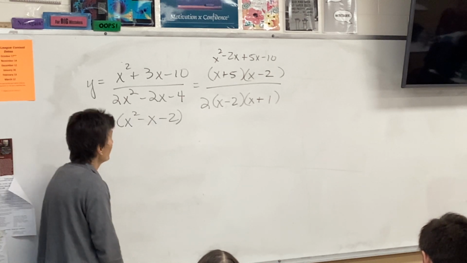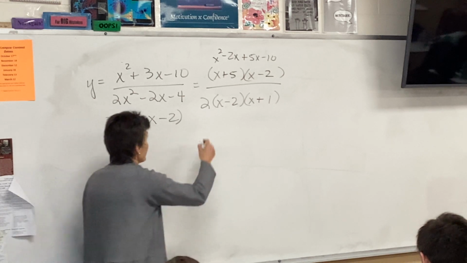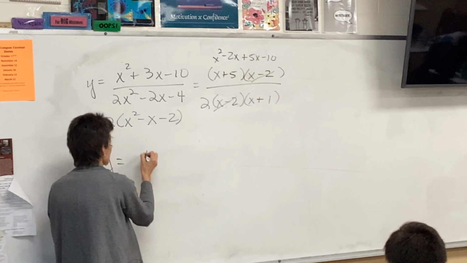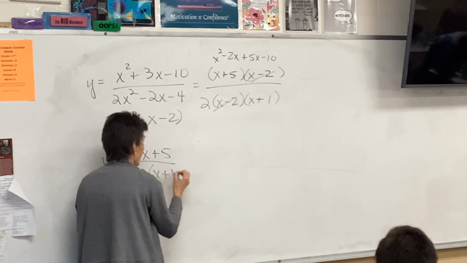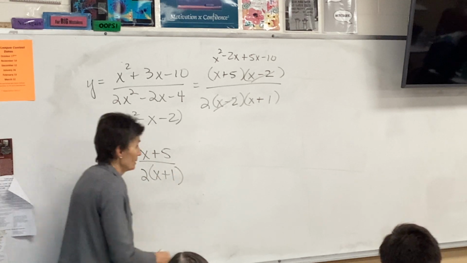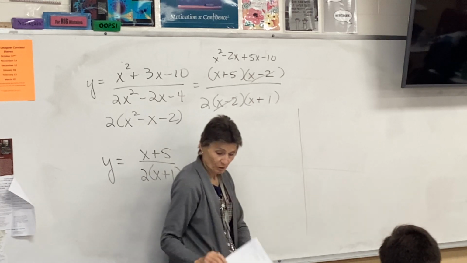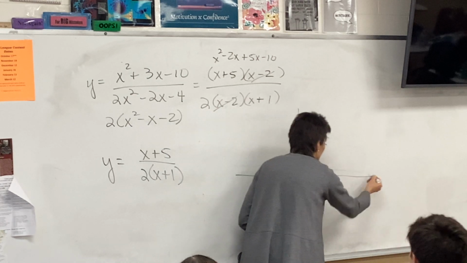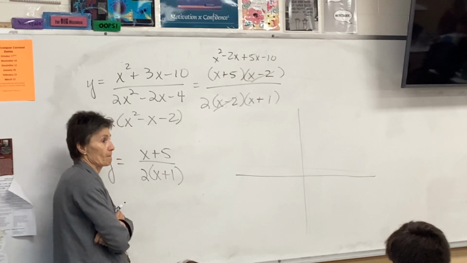Okay, now what do you notice about your problem? Anything? We can cancel these out. So what we're gonna end up graphing is x plus 5 over 2x plus 1. Now, there's a list there that you're gonna fill in that reminds you of everything that has to be in your picture. So let's start putting that stuff in.